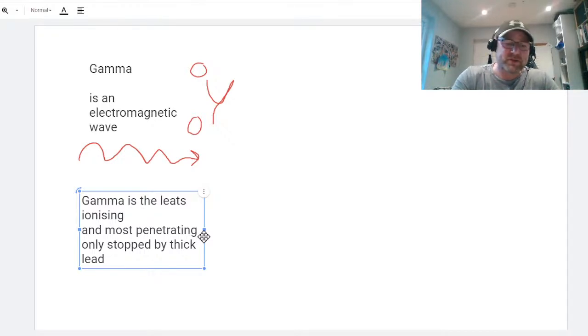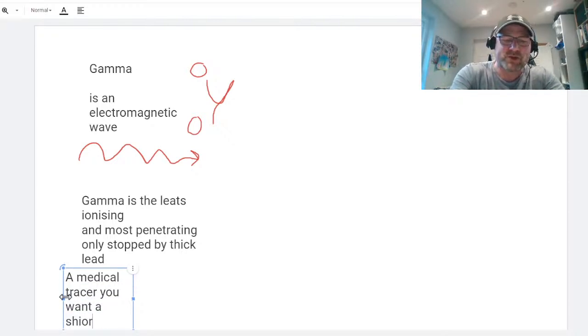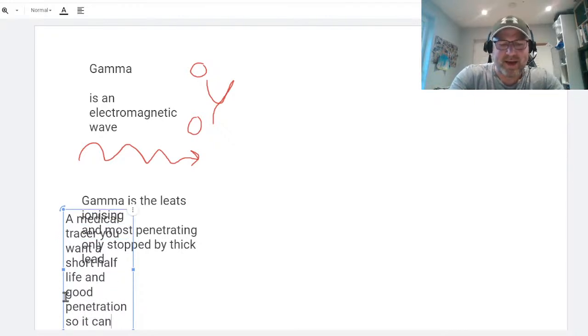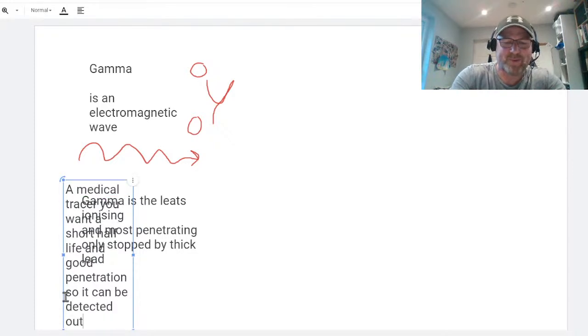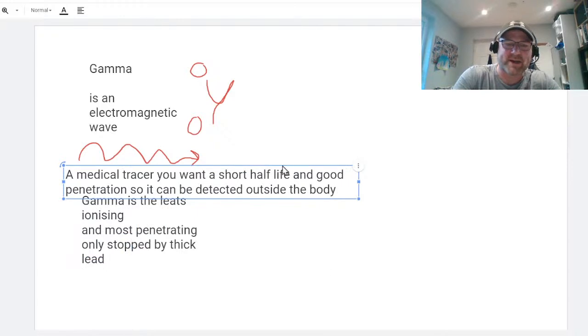It's a good radioactive tracer because you can detect it outside the body. So if someone swallows it, you can detect it outside their body. If you were designing a radioactive tracer, a medical tracer, you want a short half-life and good penetration, so it can be detected outside the body. Okay, so if you were designing a radioactive tracer, gamma's a good one.